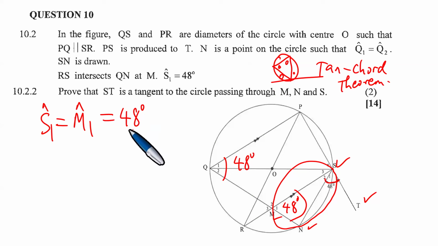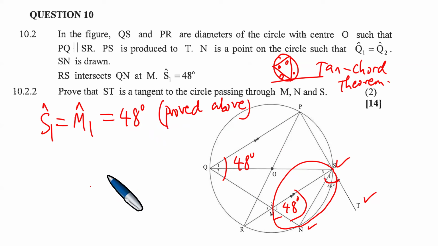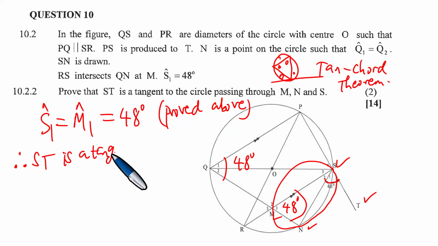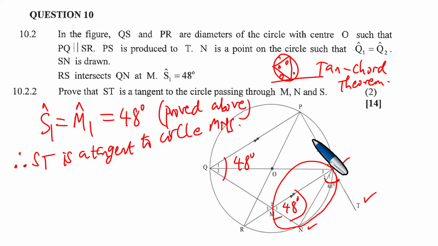Why? They're equal to 48 degrees because it was proved above. So the conclusion is that ST is a tangent to circle MNS. We've shown that ST is a tangent to circle MNS.